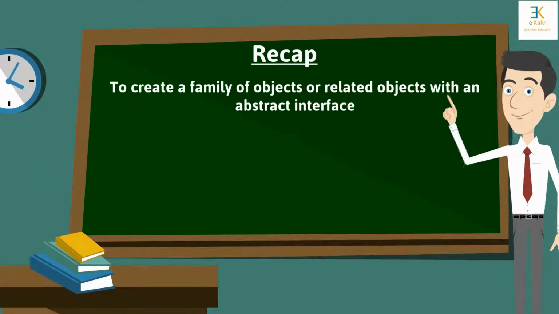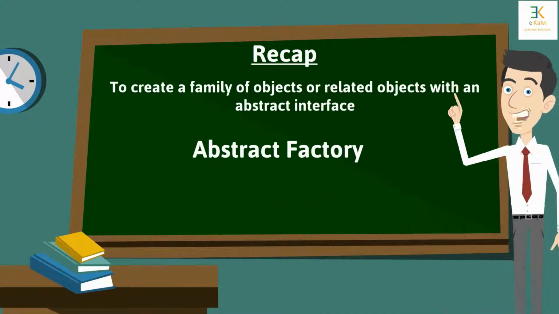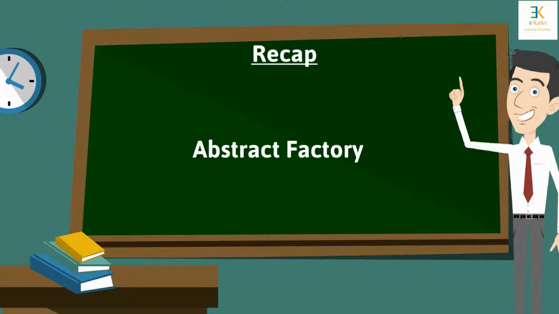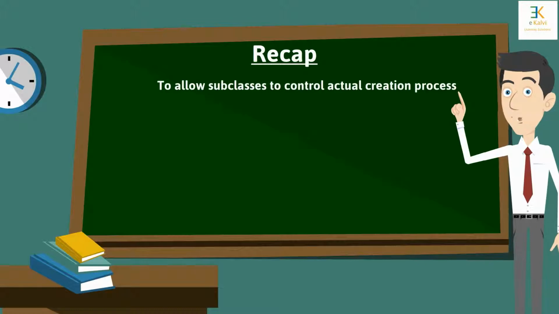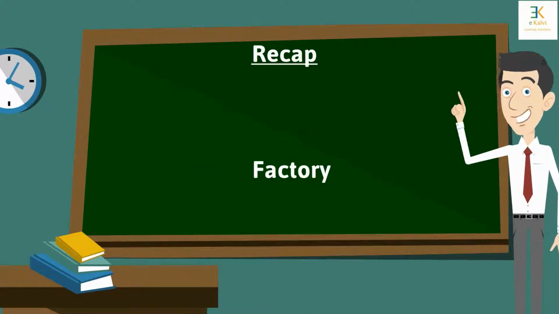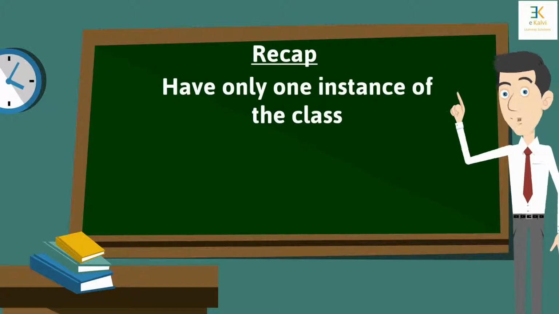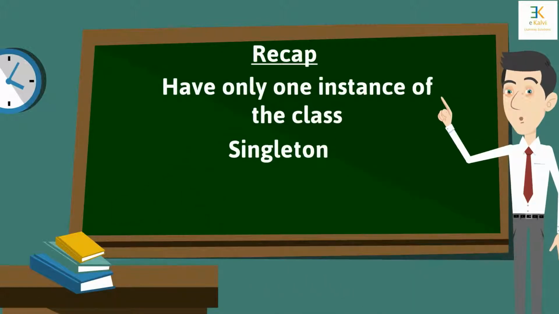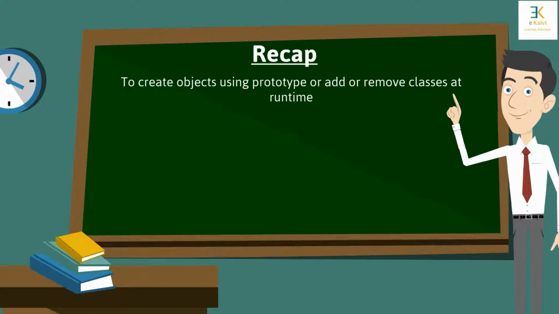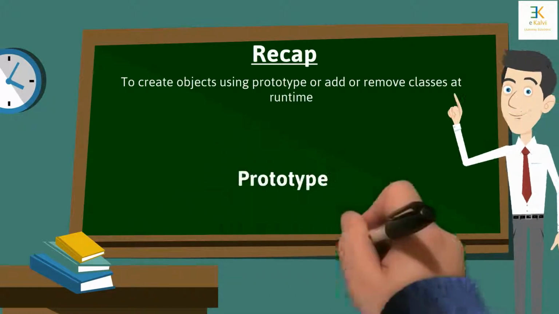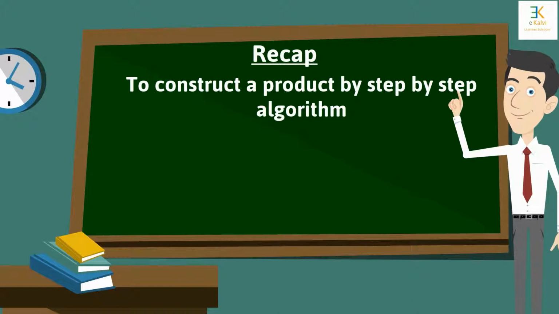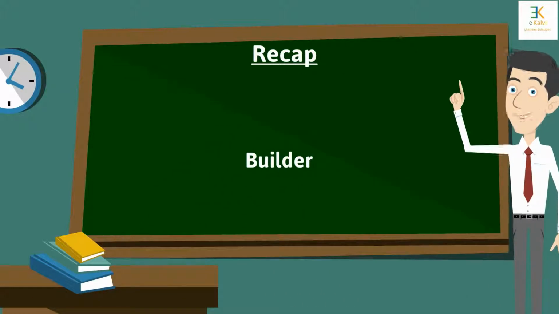To recap the creational patterns. To create a family of objects or related objects with an abstract interface, use Abstract Factory. To allow subclasses to control the actual creation process, use the factory pattern. To have only one instance of the class, use Singleton. To create objects using prototype or add or remove classes at runtime, use prototype. To construct a product by step-by-step algorithm, use Builder.